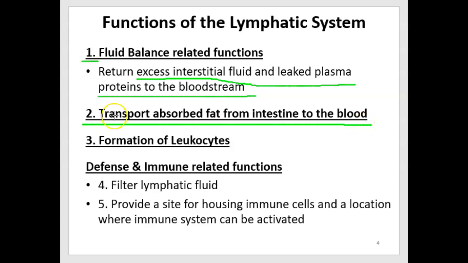The third function is formation of leukocytes, and of course that would be performed by the bone marrow as well as the thymus. And then the fourth and fifth functions are related to defense and immune related work, like filtering lymphatic fluid to make sure that antigens and pathogens aren't transmitted throughout the body, or just providing a site where these immune cells and white blood cells can encounter antigens and pathogens and be activated.